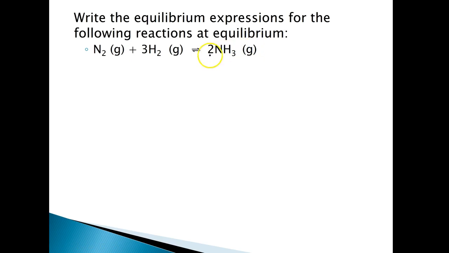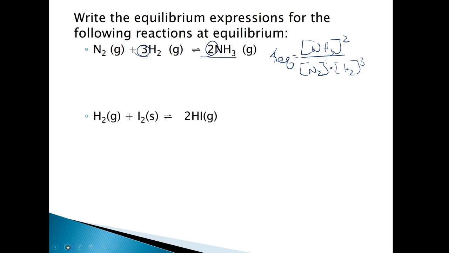So this one, I'm going to identify my products as NH3. So KEQ equals the concentration of NH3 squared, because it has a 2, over N2 raised to the power of 1 multiplied times hydrogen cubed, because it has a coefficient of 3. Products over reactants. If I was to do this one, I'm going to do my products again. KEQ is HI squared, because it has a coefficient of 2, over H2 to the first power. But notice I'm not going to include that because it is a solid. That is my equilibrium expression. Solids are not included.